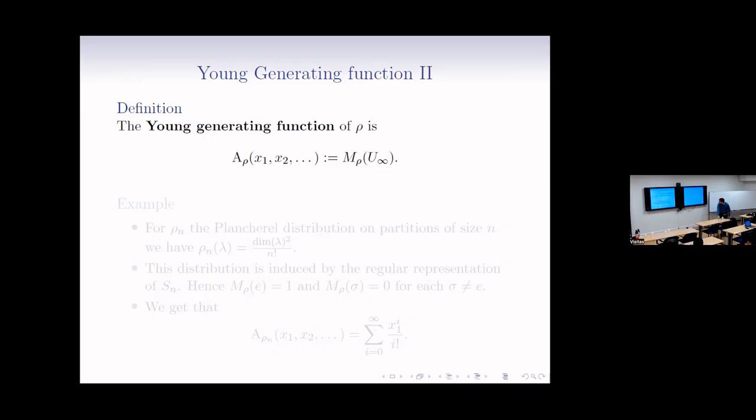Okay, so now with these notions in mind, we can state our main result. Sorry, with two extra definitions before. So we're going to say that a family of probability distributions over partitions is central limit theorem appropriate if it satisfies the following three properties.